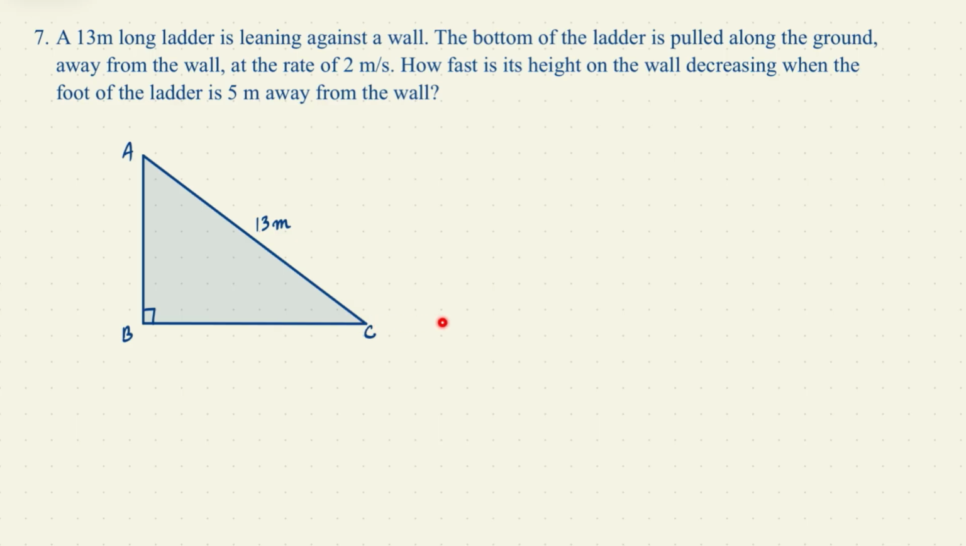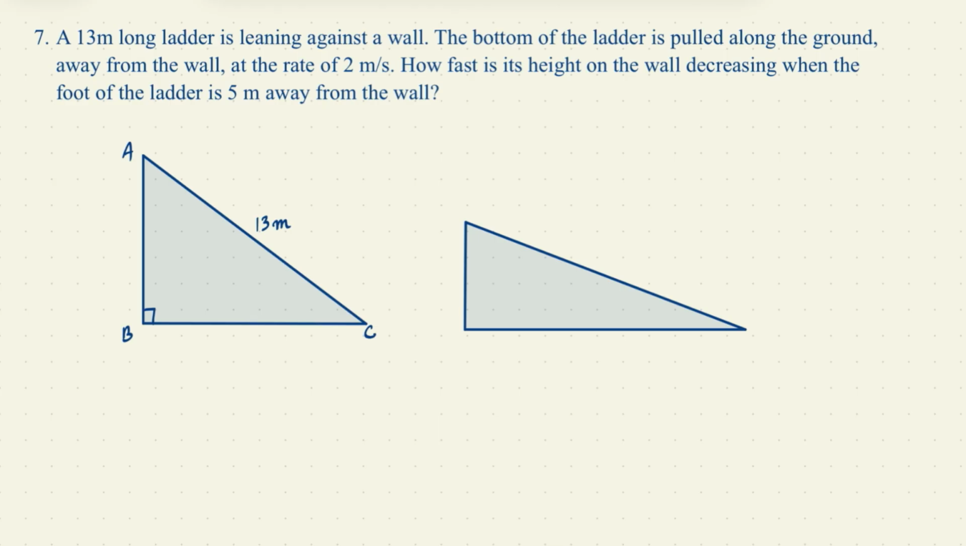away from the ground, then of course the top of the ladder will come down against the wall. That means the height of the top of the ladder from the ground will decrease if we pull the bottom of the ladder along the ground and away from the wall. So here let me make another picture. Let us assume these two pictures as before and after.